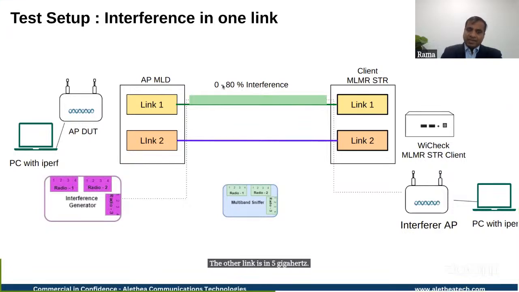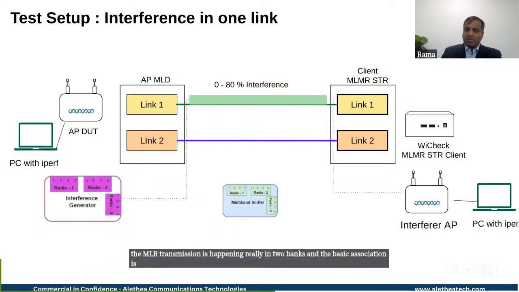In the first set of experiments, we would actually use an interference generator that is shown here. This has 3 radios, and it can generate interference on any of the bands with any of the bandwidth and to the extent that you would want. So it can generate interference anything from 0 to almost 100%. We would also use a multi-band sniffer just to check that the MLO transmission is happening really in 2 bands, and the basic association is good as far as the MLO is concerned.